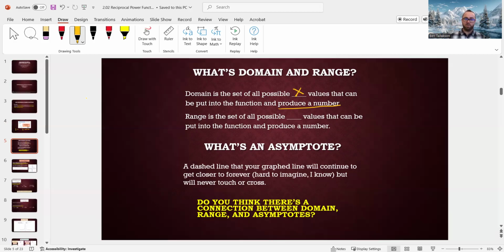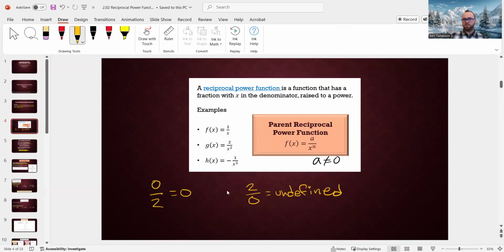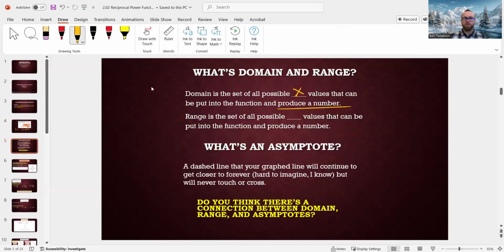If you can put in 0 and get a number out, 0 is part of the domain. If you can put a positive number in the function and get a number out, and you might be wondering, well, what do you mean, get a number? Aren't I always going to get a number? No, not necessarily. Didn't we just talk about an undefined situation? Yeah, you're going to see that pop up, okay?